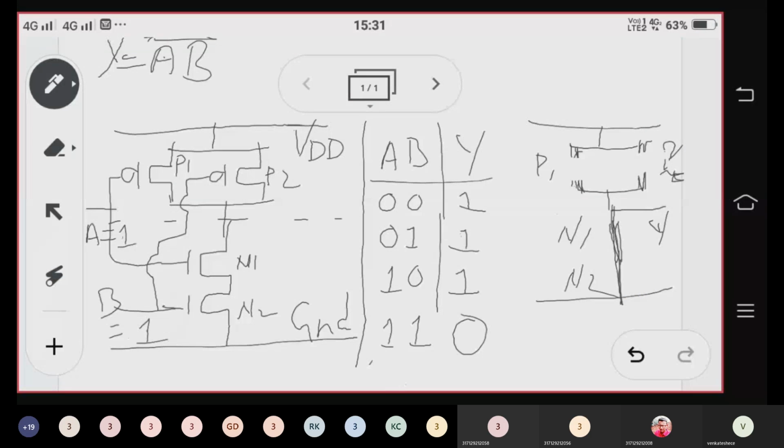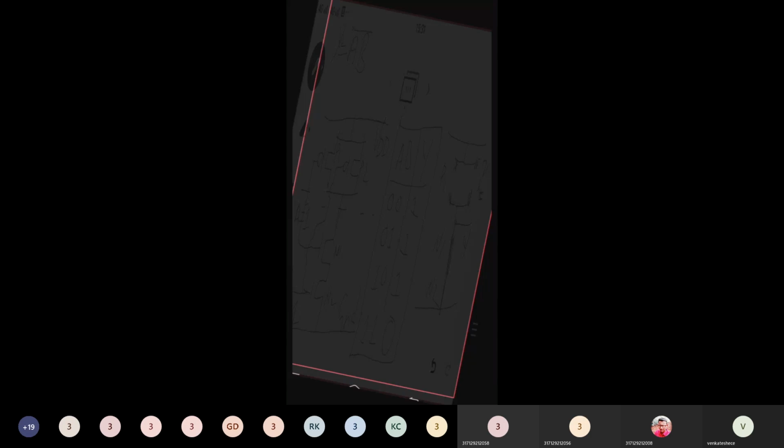So this is the truth table of the given circuit diagram. Whenever I am giving inputs 0, 0, I am getting output as 1. Okay.